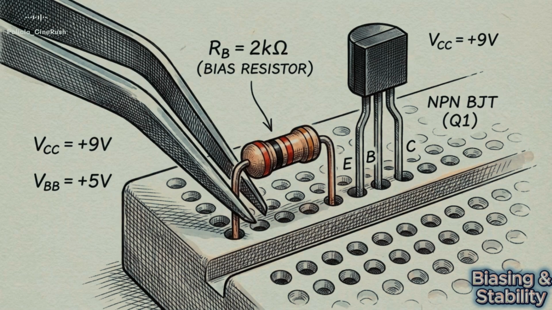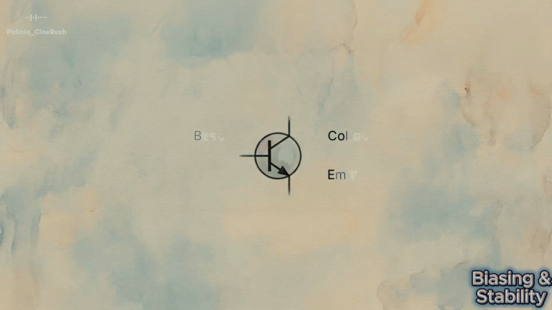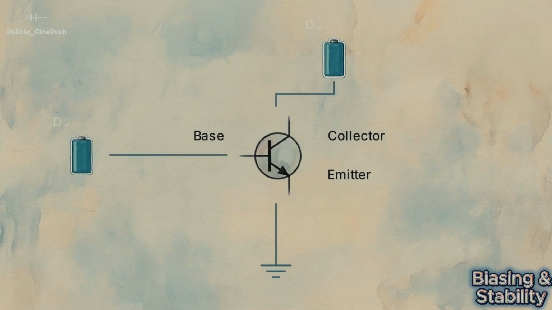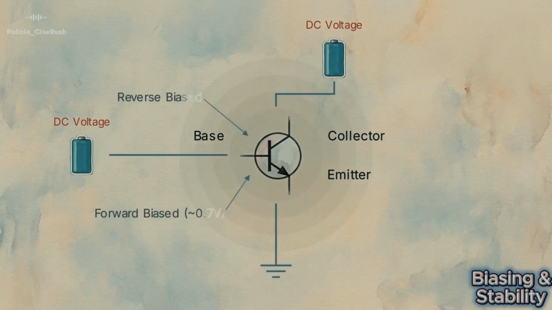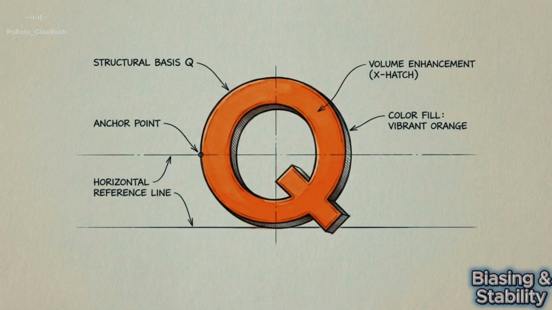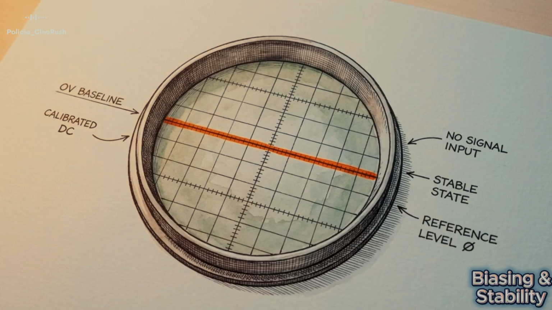Engineers create this environment through a discipline called DC biasing. This involves applying specific, steady direct current voltages to the transistor's terminals to force the device into a stable, active state. This deliberate application of steady voltage establishes what is known as the quiescent point, or Q point. The Q point is the perfectly still, inactive baseline state of the transistor before any alternating signal is introduced.